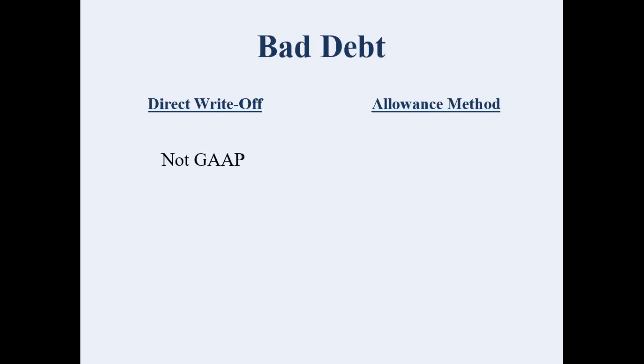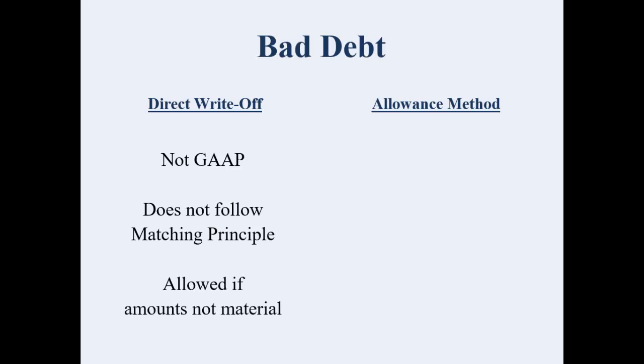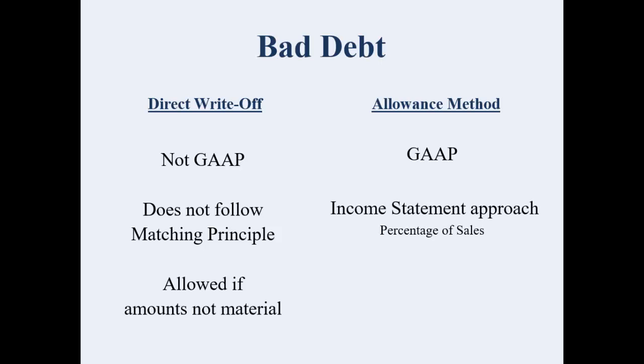Technically, the direct method is not GAAP. It does not follow the matching principle, but it is allowed if the amount is not material, and this is a company that rarely deals with bad debt. But the allowance method is required by GAAP unless you have that exception. That exception often is a cost-benefit constraint decision.